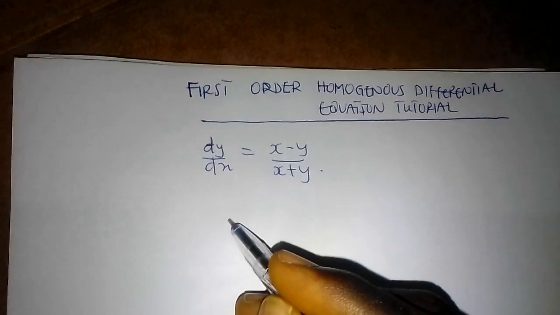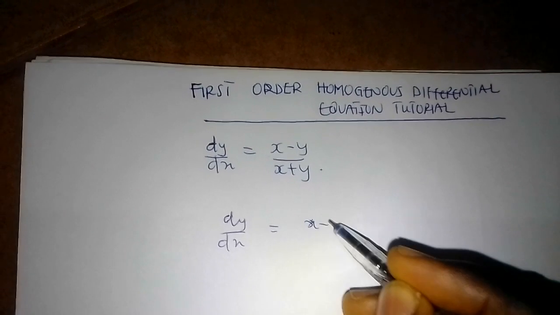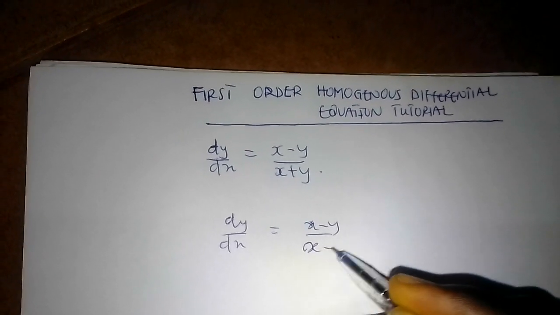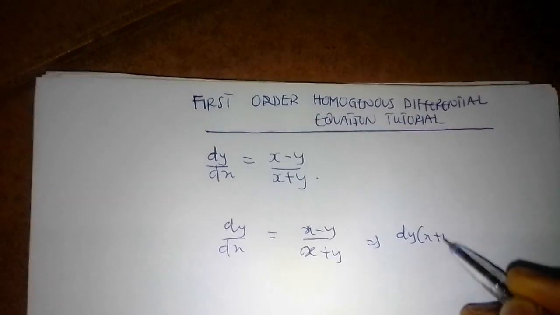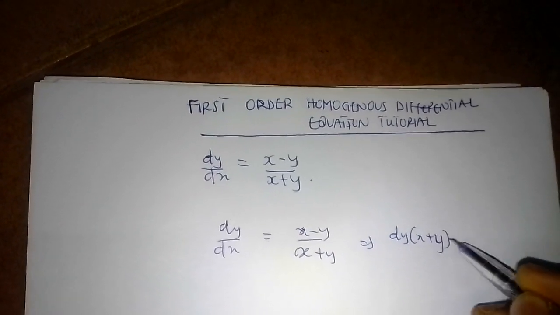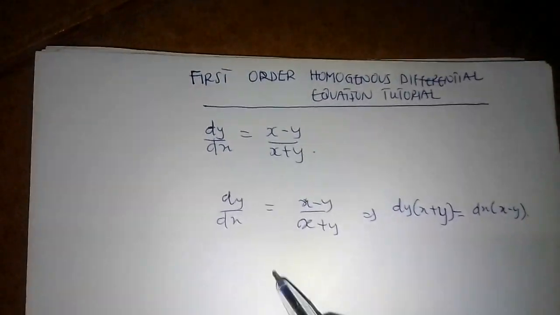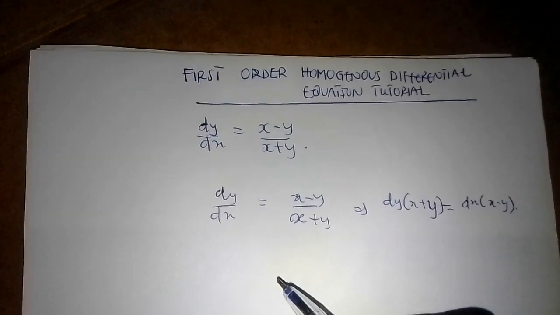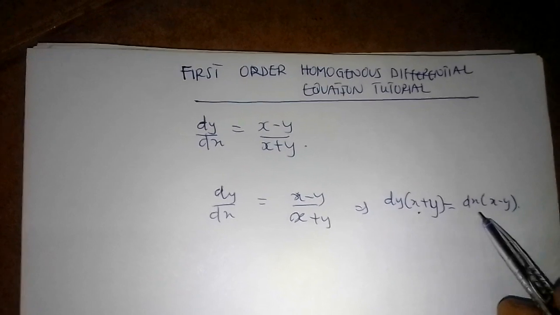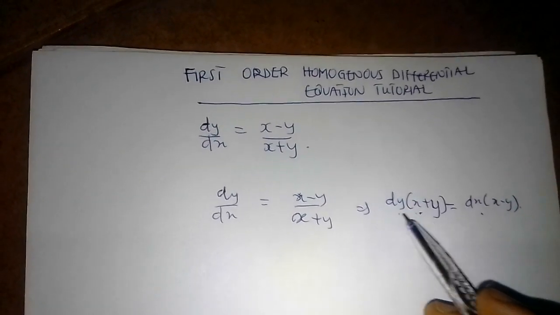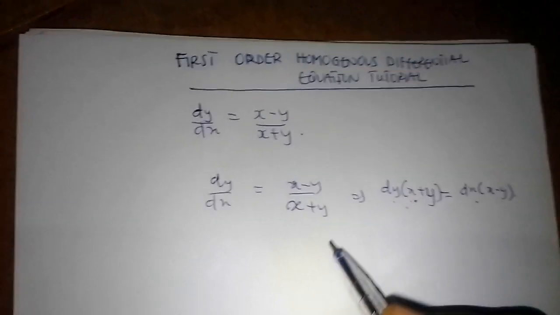So this is the same as dy/dx equal to, okay, let me write the same thing, (x minus y) over (x plus y), and this will be equal to dy multiplied by (x plus y), which is equal to dx multiplied by (x minus y). Now let's test for homogeneity. We are testing whether the functions attached to dy and dx are homogeneous. So how do we do that?